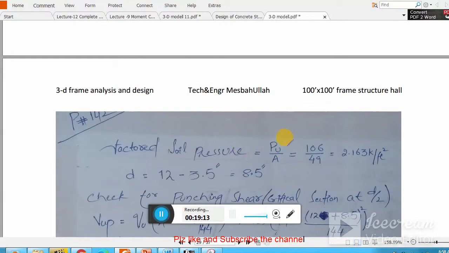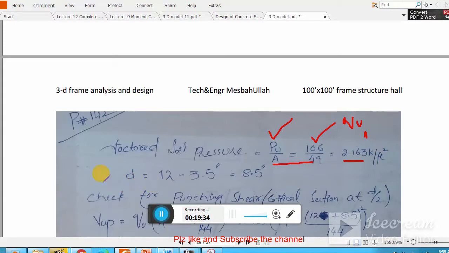Factor soil pressure. So this is 106, my factored pressure, the total concentrated load, dividing by 49, which is now the revised area of footing. This gives me QU. Remember, this is QU, 2.163 kg per square feet.